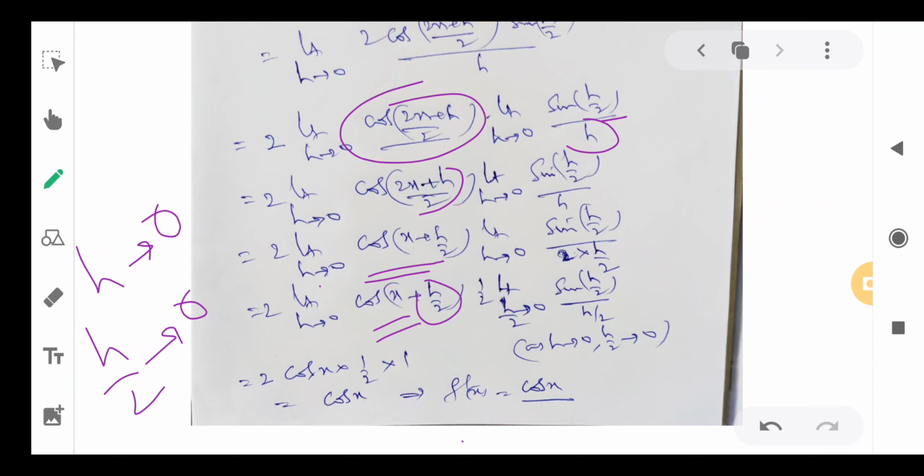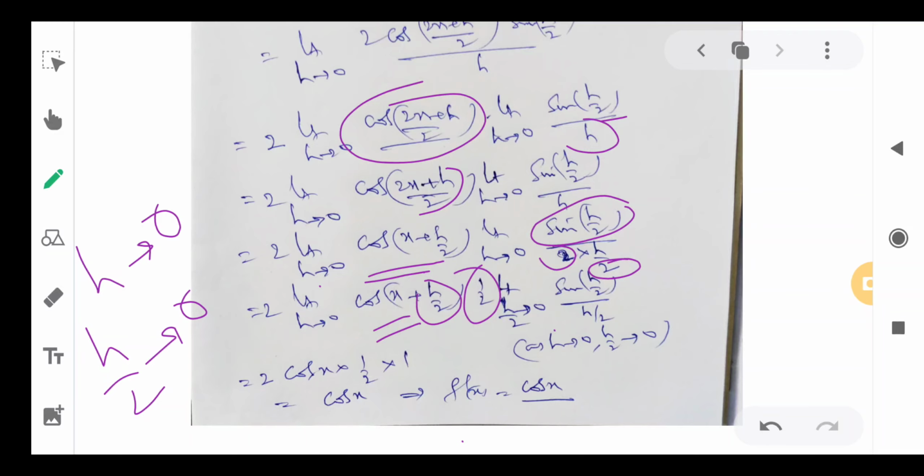Now for this limit, sin h by 2, here only h is there. I just multiplied with 2 and divided with 2, and the 2 you bring out from the limit, so it will become 1 by 2. As h tends to 0, h by 2 goes to 0. Sin h by 2 will remain here, and downside also h by 2.